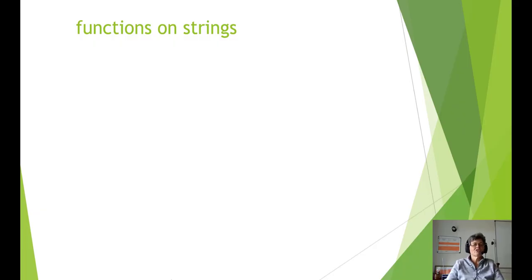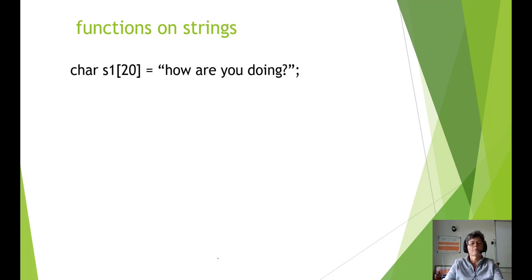Okay, now let's look at some functions on strings and then in combination with the arguments of the main. So if we have a function on string, we have a lot of standards in the string.h header file, but we could also make some ourselves. So let's do that first. So let's say we have a string, char s1, 20 spaces with how are you doing. So if we would make a drawing, then this s1 points at 20 spots. The first one s1[0], last one s1[19].